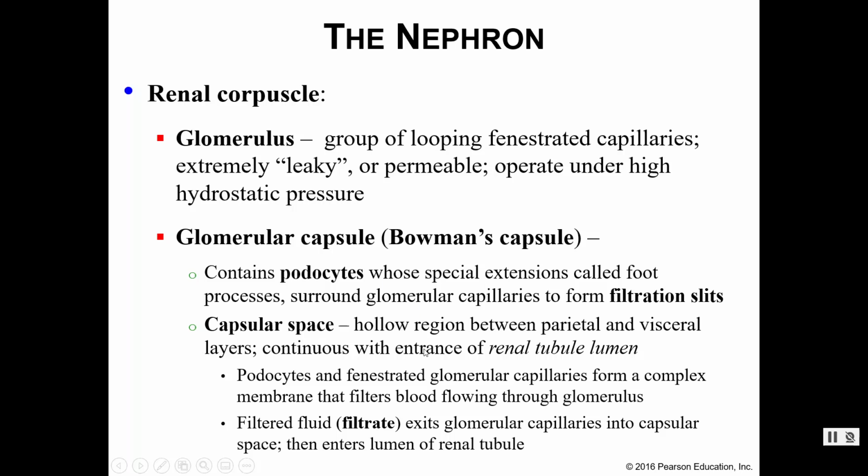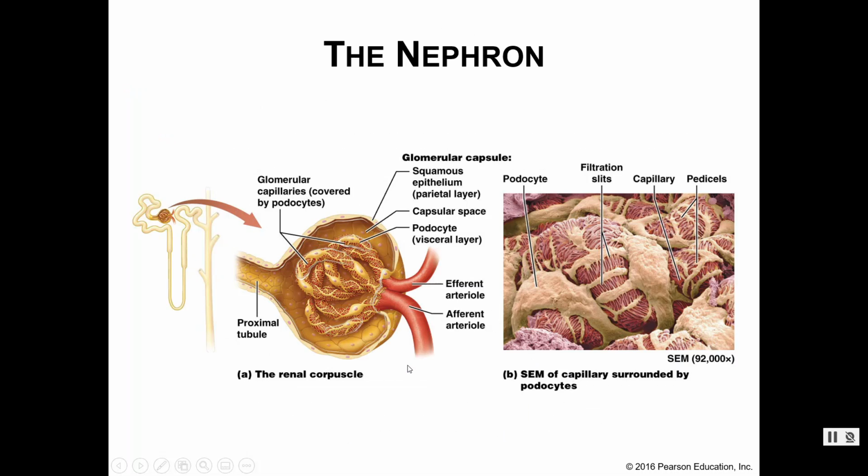Now, did I say all the words? I think I said all the words. Let's look at a picture. Okay, so here's what the renal corpuscle itself looks like. We've got the glomerulus in the center. All of these red blood cells, you can see they are red blood cells, the capillary, excuse me.